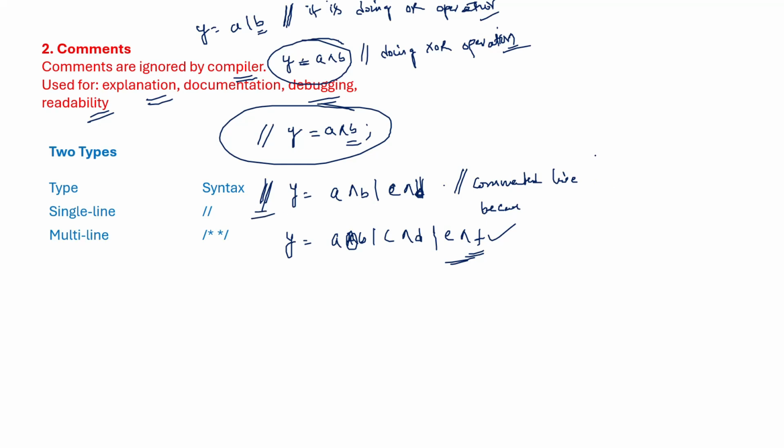So you need to write the explanation also, why you are commenting, because you will forget why you commented this one. That's why, again at the end of the line, you can write a comment about what we are doing for this.